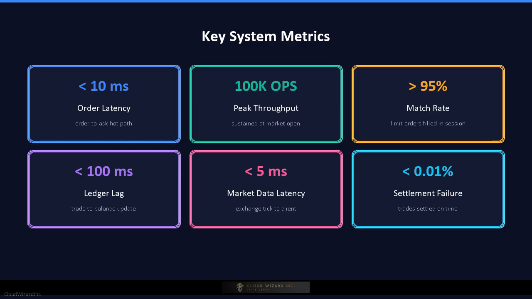Ledger consistency lag: the time between a trade execution and the corresponding ledger update, which must be near zero for real-time broking. Market data latency: end-to-end time from an exchange price change to the client seeing the update. Settlement failure rate: the percentage of trades that fail to settle on time, which directly impacts regulatory compliance. System availability measured in nines, and the maximum tolerable recovery time objective in case of a failure.